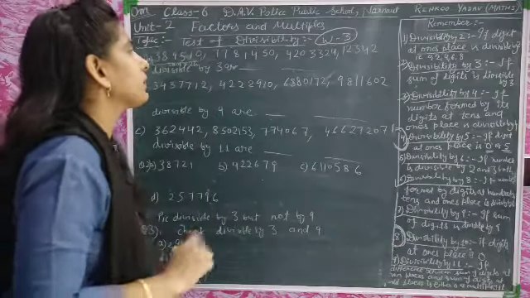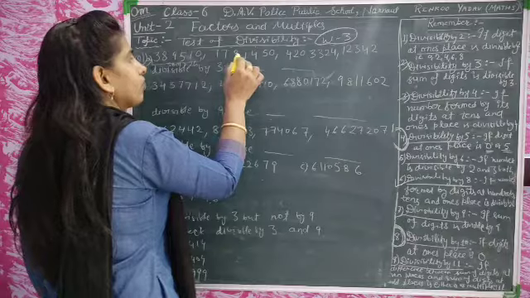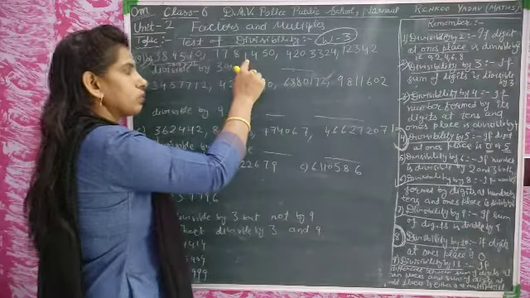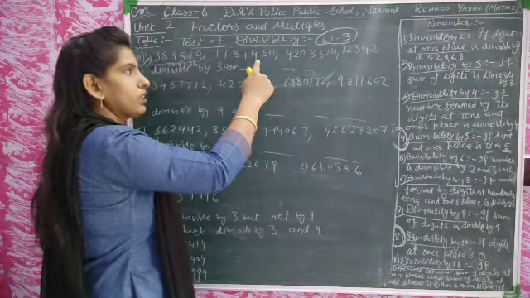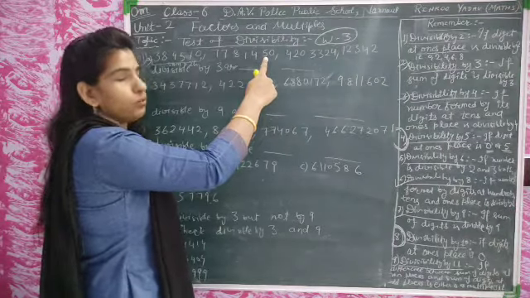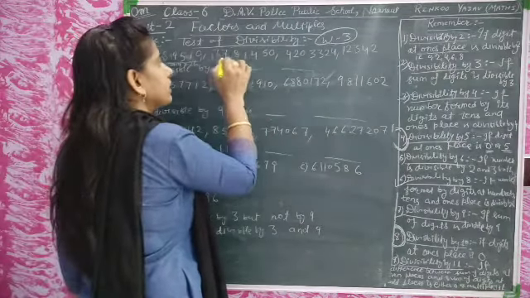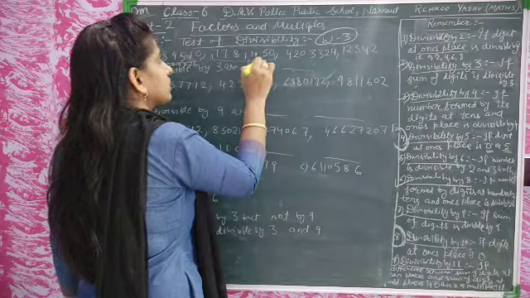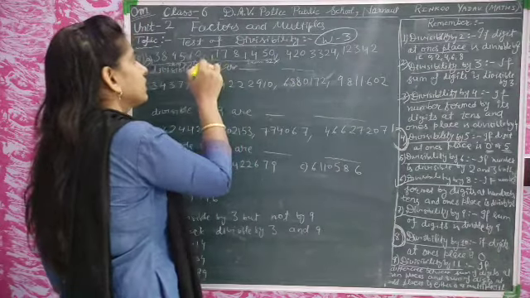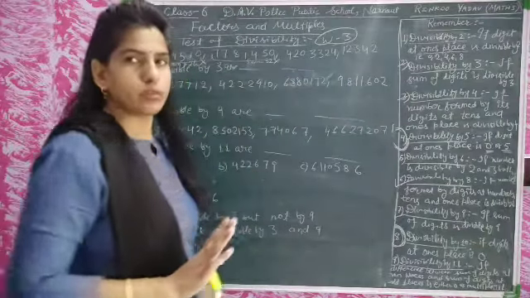Is this number divisible by 3 or not? Check there. 7 plus 7, 14. 14 plus 8, 22. 22 plus 1, 23. 23 plus 4, 27. 27 plus 5, 32. 32 plus 0, 32. Sum is 32. This is also not divisible by 3. So both numbers are not divisible by 3.